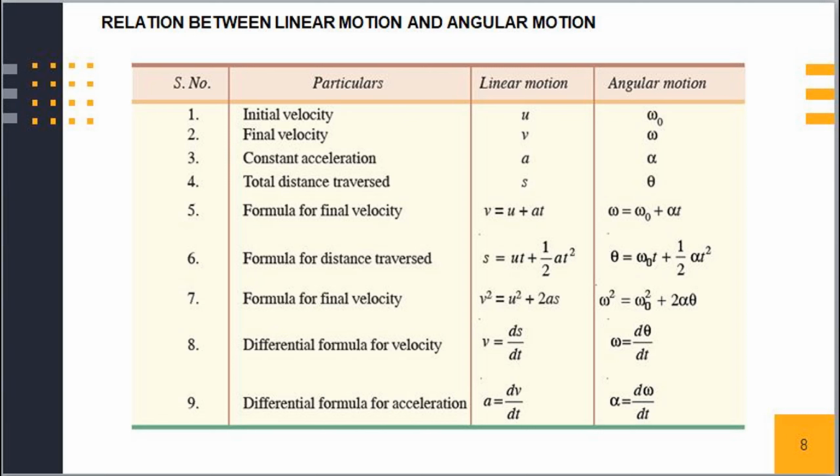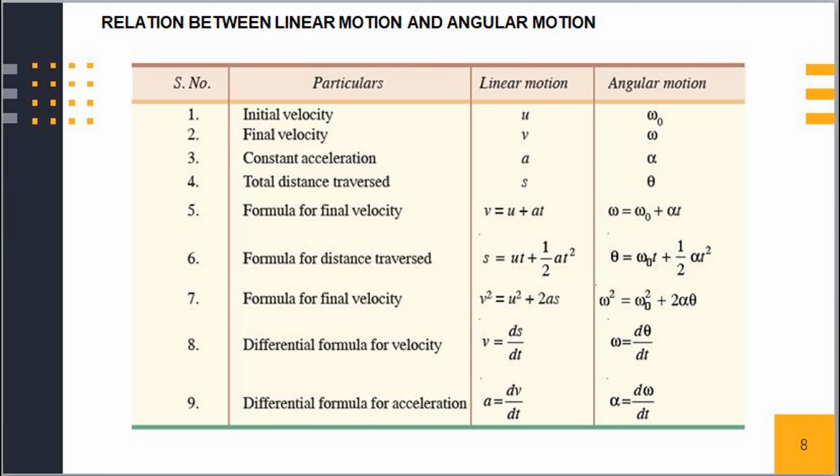We know that in linear motion velocity is nothing but the rate of change of displacement with respect to time. Therefore v is equal to ds/dt. Whereas in angular motion, angular velocity ω is the rate of change of angular displacement with respect to time. Therefore ω is equal to dθ/dt.